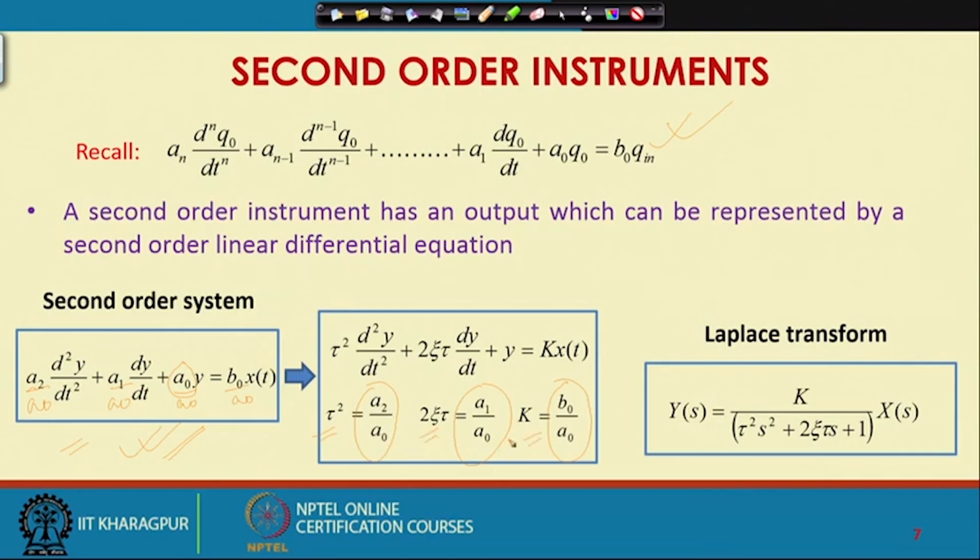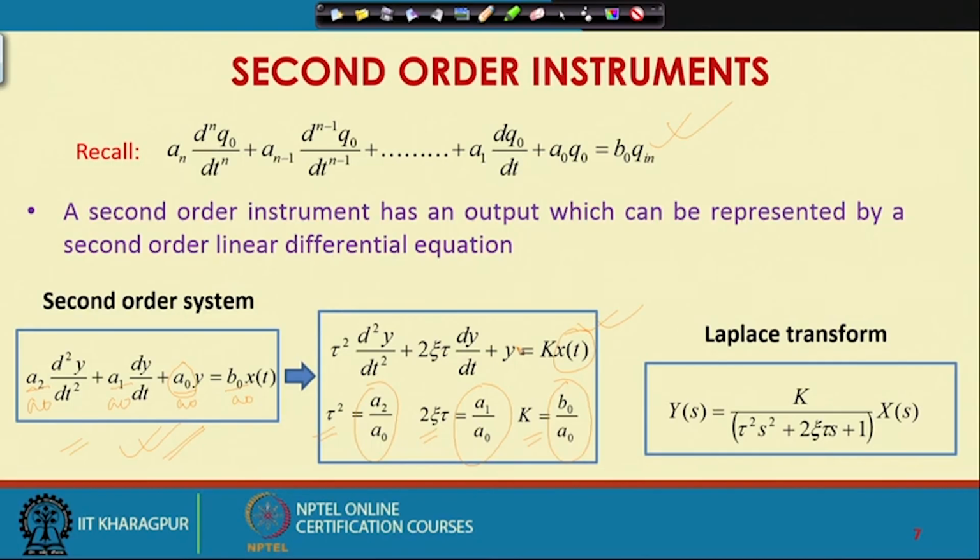So, the equation can now be written as tau square d square y dt square plus 2 zeta tau dy dt plus y equal to k into x t, where x t represents an input function such as step input, ramp input, sinusoidal input, and so on and so forth.